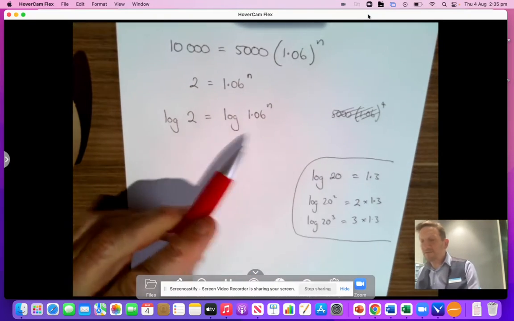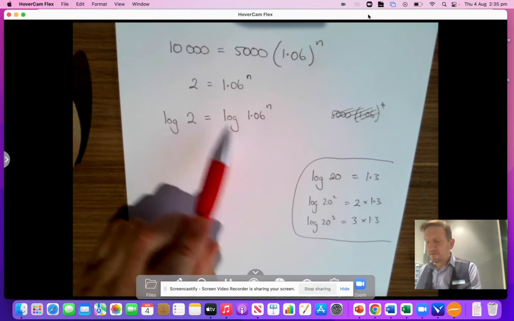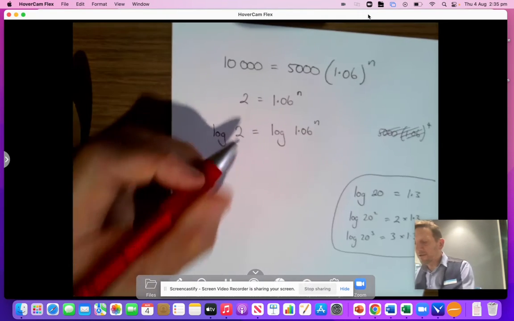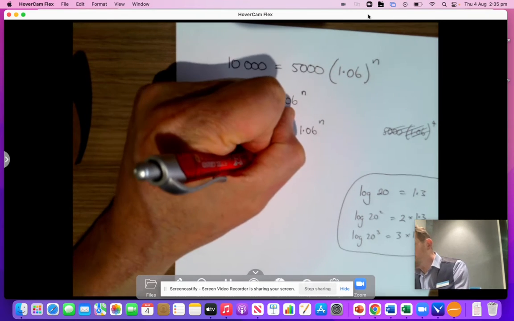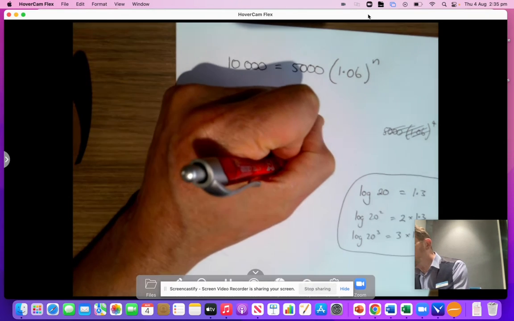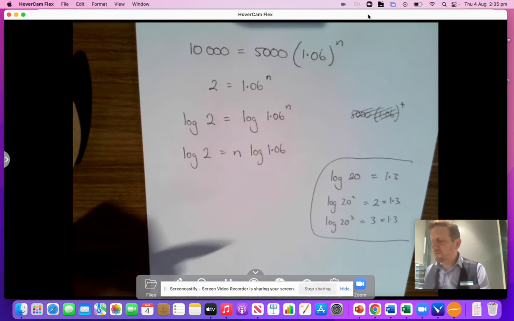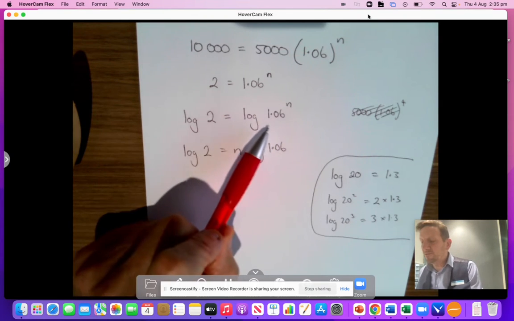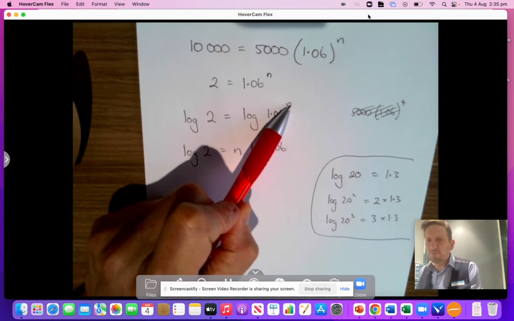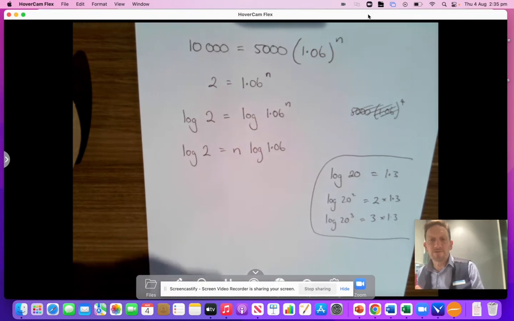How does that help us up here? Well, we can take n out the front, just like we took it out the front here, and we can write that as the log of 2 equals n times the log of 1.06. Always the same sort of process, but why does it work? It works because of the index laws and the log laws.